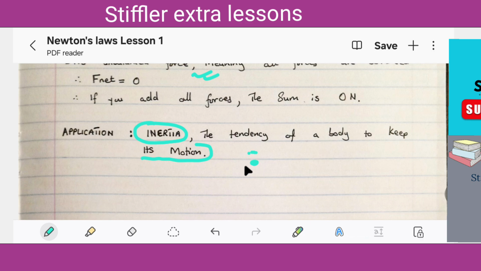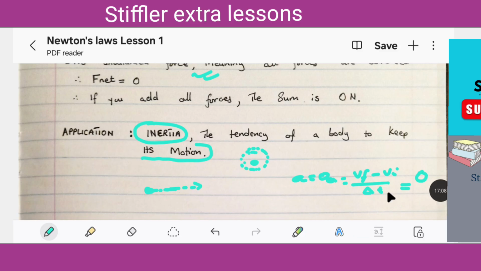So if nothing happens to this object, if it is at rest, it will remain at rest up until forever. And if an object is moving at a constant velocity or uniform velocity, uniform velocity means that our acceleration is equal to 0, because acceleration is Vf minus V initial over the changing time. So if the velocity is not changing, our numerator becomes 0, and anything into 0 gives us 0. That's why our acceleration is 0 in this case. So now, we explained that.